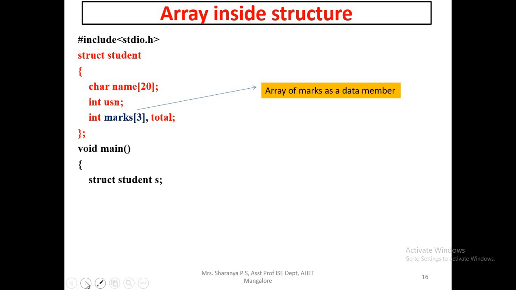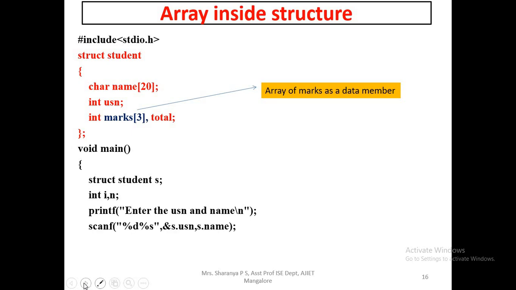And we follow the same here. We are creating the variable for the structure student, and then we are using two variables i and n. Enter the USN and name. We are asking the user to enter the USN and name. And here this marks is an array, so we have to make use of looping to read the marks entered by the user, since it will contain more than one value. And total is one more integer variable. This is not an array.